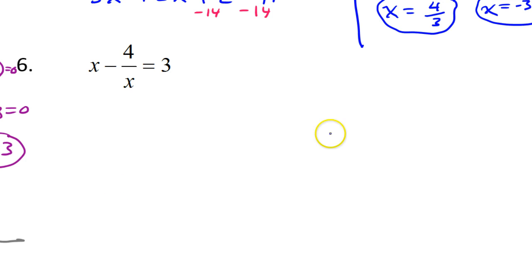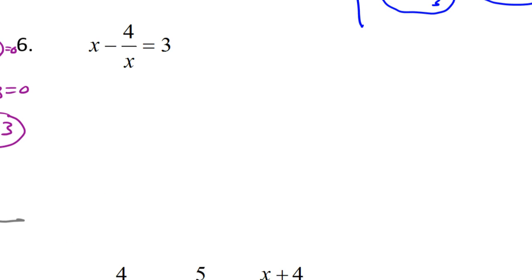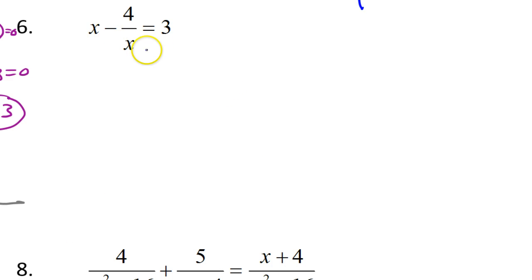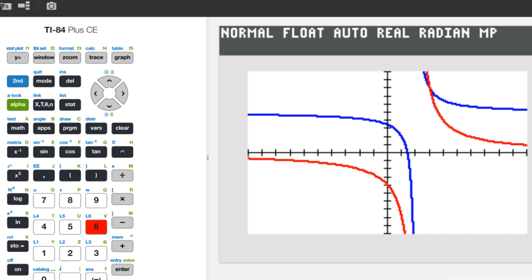Alright, in this video we will continue to solve rational equations such as this one right here. I'm going to solve it algebraically, meaning by hand, but then I'm also going to solve it using my TI-84 graphing calculator.